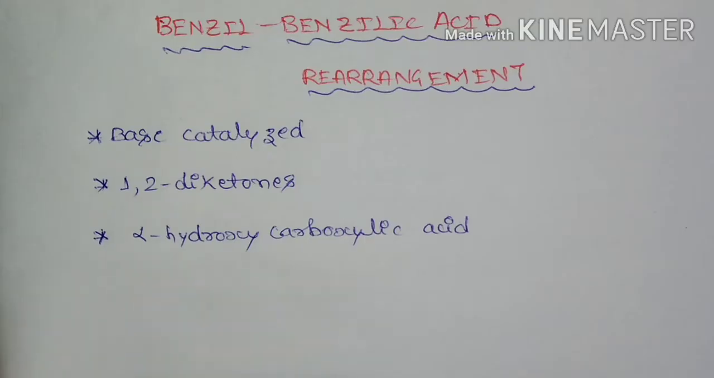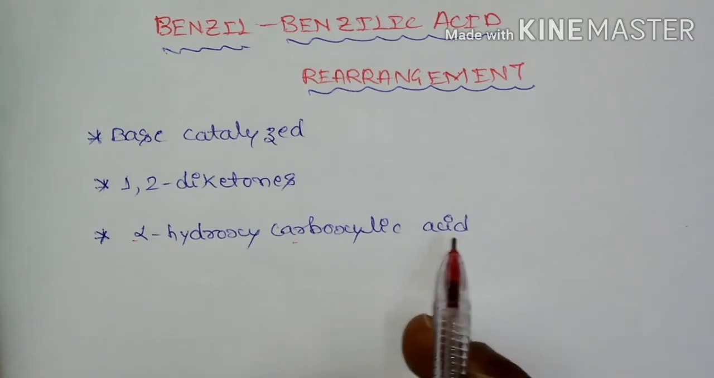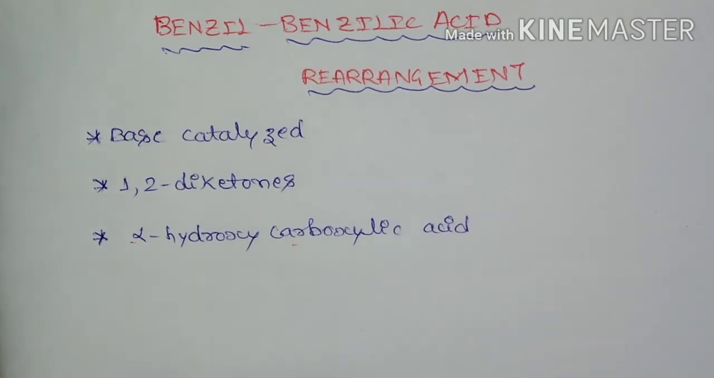Hi students, today I am going to discuss one of the important organic rearrangements, that is the benzil-benzilic acid rearrangement. So what is the benzil-benzilic acid rearrangement? It is a base catalyzed rearrangement of 1,2-diketones to form alpha hydroxy carboxylic acid, and it takes place through a 1,2 shift.